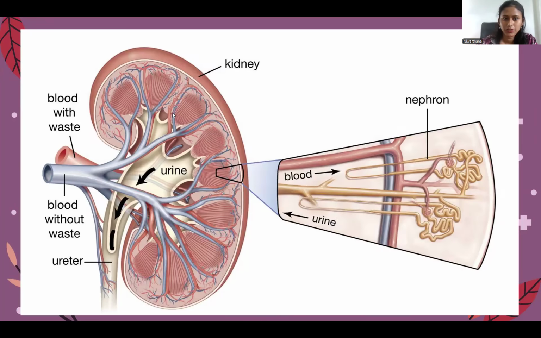In renal physiology, we are going to talk mainly about the kidneys, their function, their structure, and how the kidneys help with homeostasis in our body. The kidneys are made up of millions of nephrons. It is basically the structural and functional unit of the kidney.